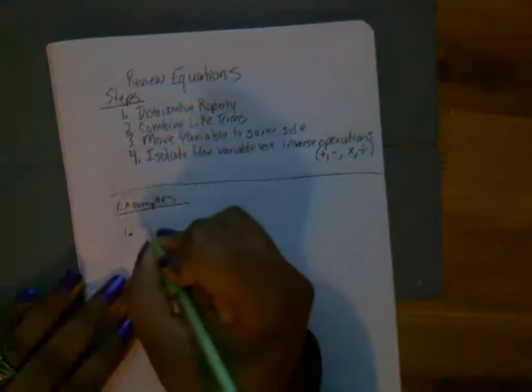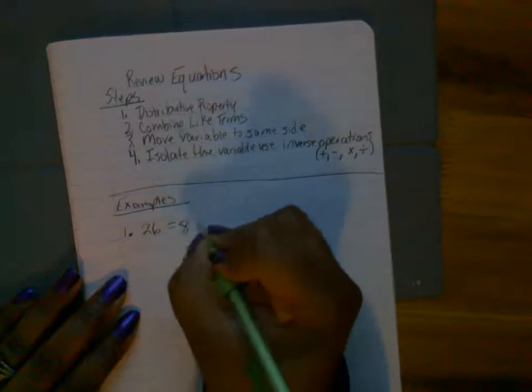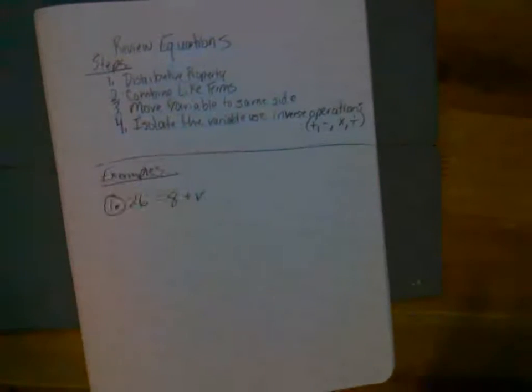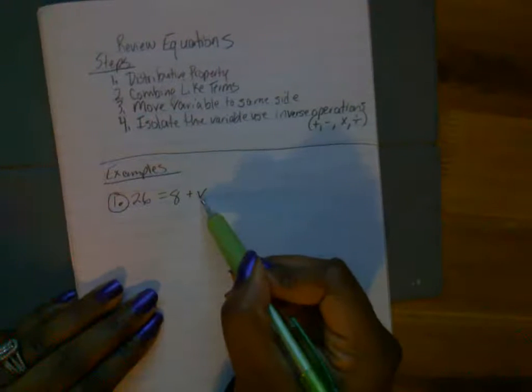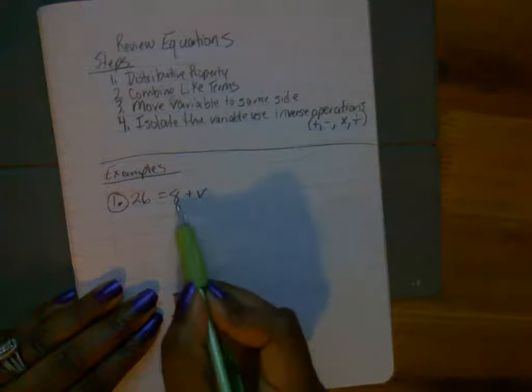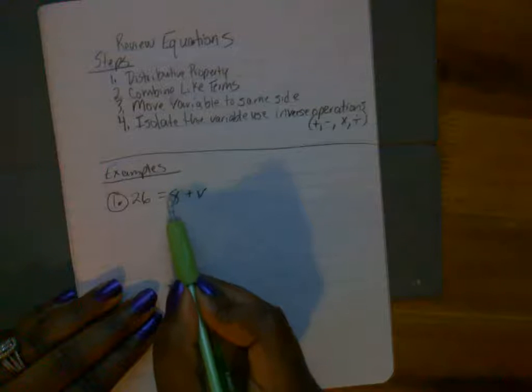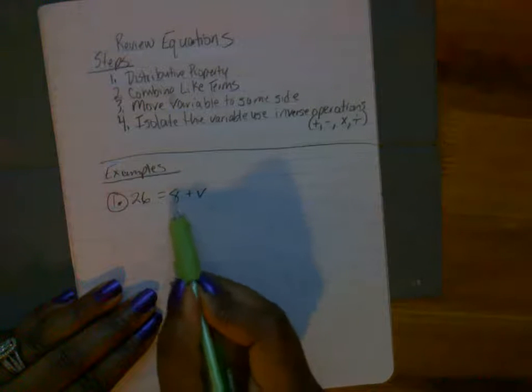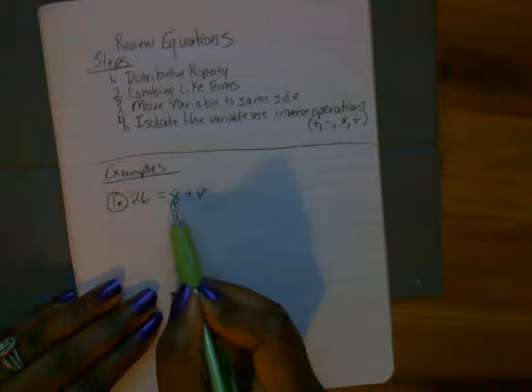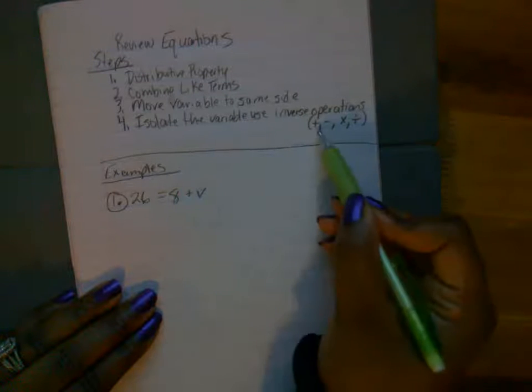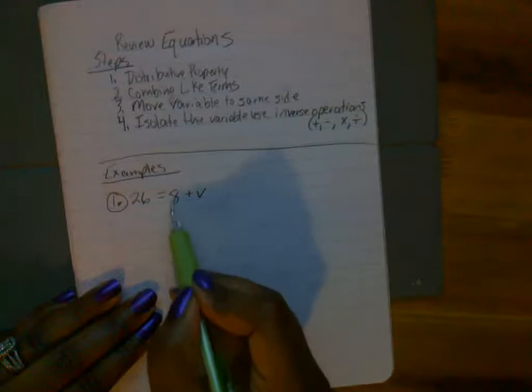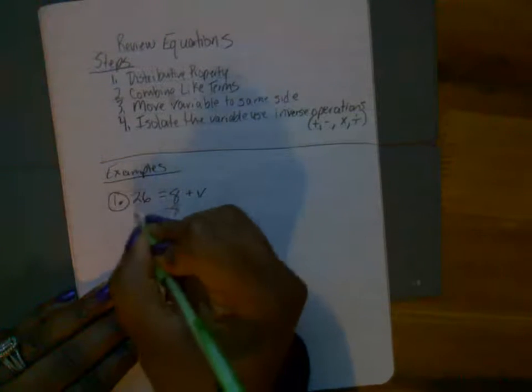Number 1 is 26 equals 8 plus v. In order to solve for v or get v by itself, you have to get rid of this 8. The sign in front of the 8, if you don't see one, is automatically a positive 8. The inverse of adding 8 is to subtract 8. So to get rid of this positive 8, you're going to subtract 8 on both sides.